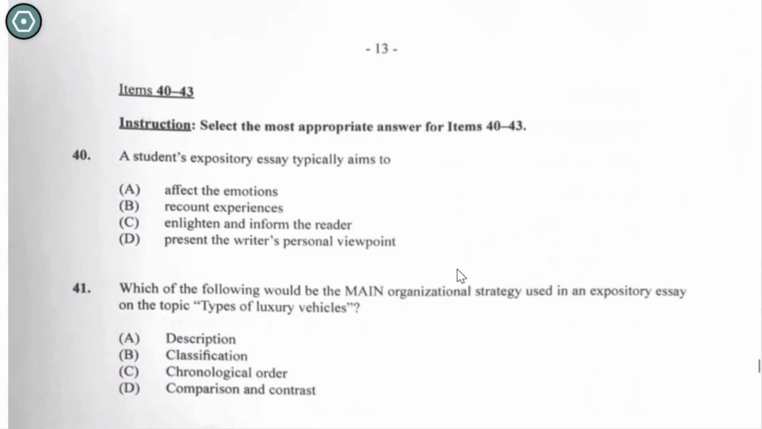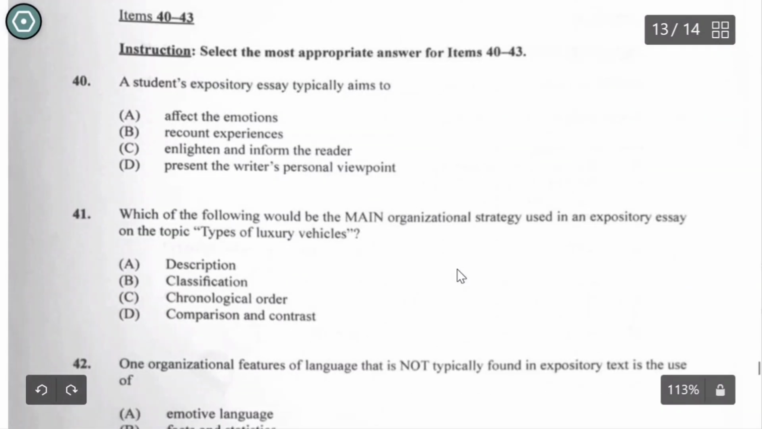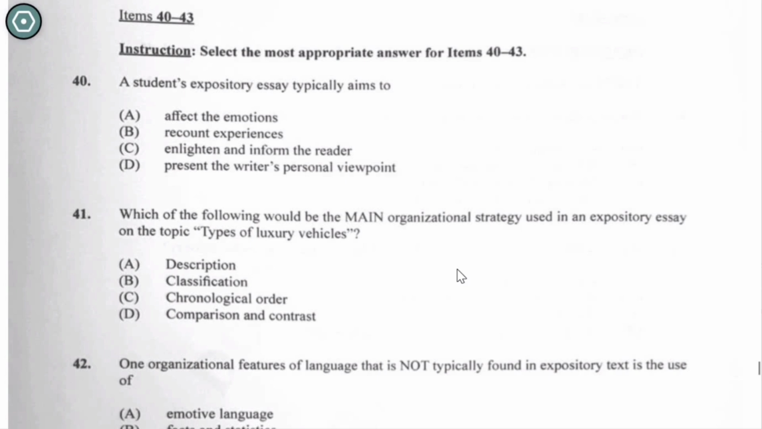Alright, now we're going to questions 40 to 43, and then we'll have 44 to 45 and we're done. So stick it out for the long run, right? So select the most appropriate answer for items 40 to 43.